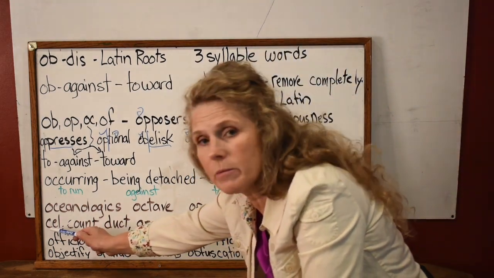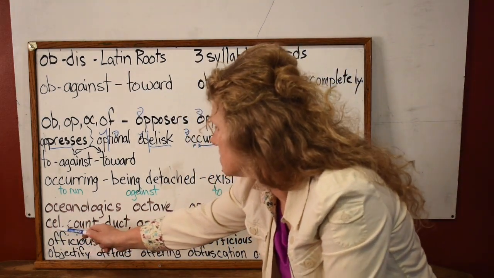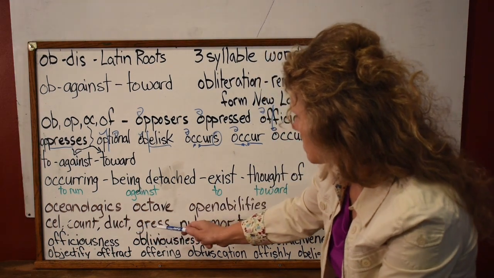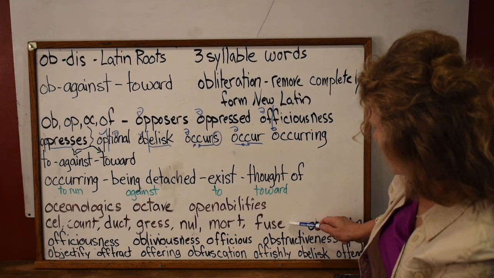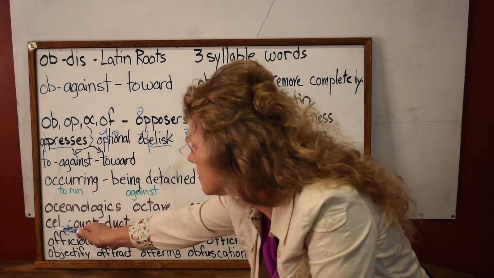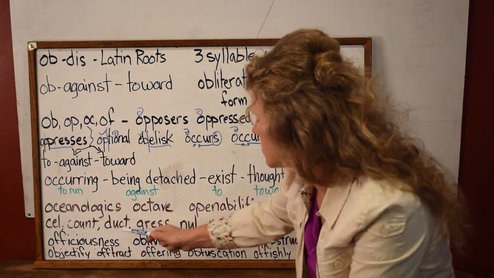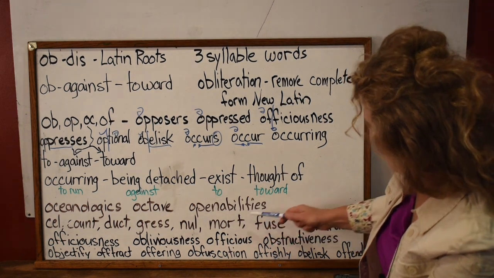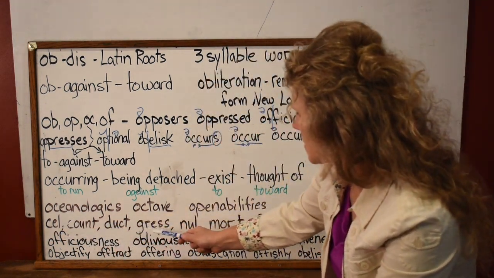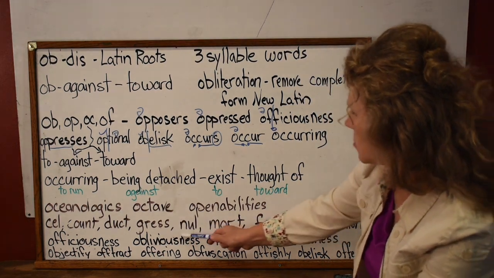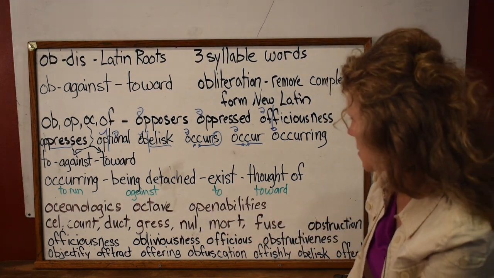And so let's read them again, nice and fast, boys. Cell, count, duct, gress, no, mort, fuse. Read them again. Cell, count, duct, gress, no, mort, fuse.